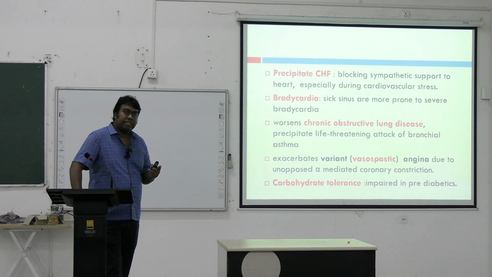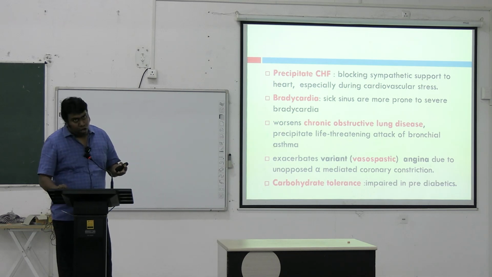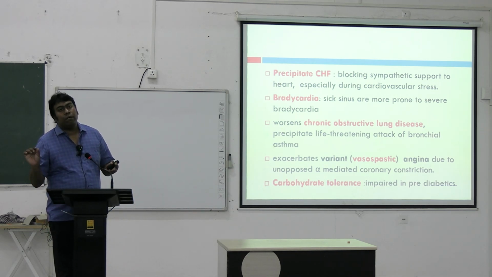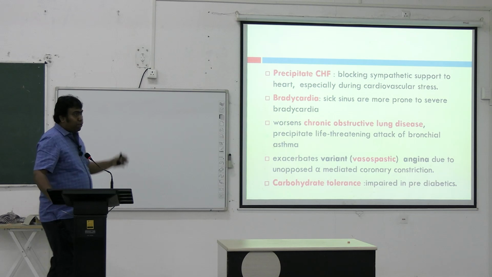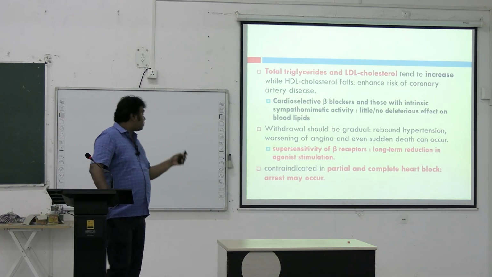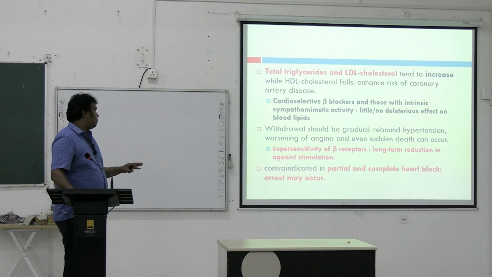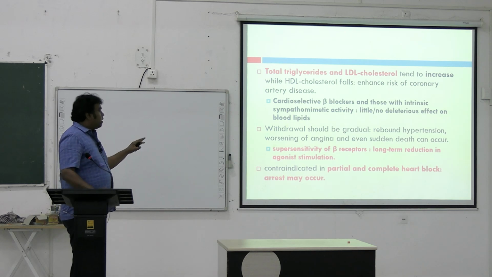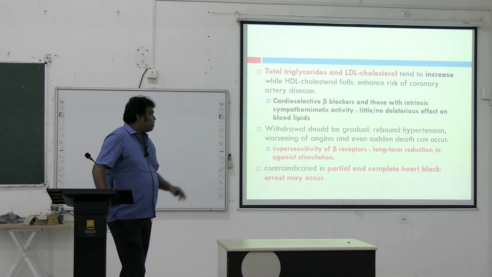Which type of angina? Stable, unstable, myocardial infarction. If the heart rate is more than 50, there is no shock, and there is no more than first degree heart block. Clear? Carbohydrate tolerance: that means they can precipitate diabetes mellitus. They alter the lipid profile, triglyceride and cholesterol. There can be supersensitivity to beta blockers; long term use causes agonistic stimulation.